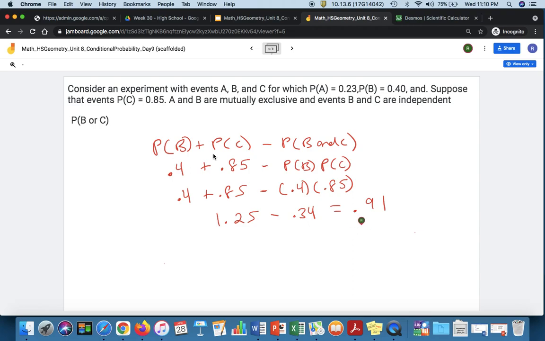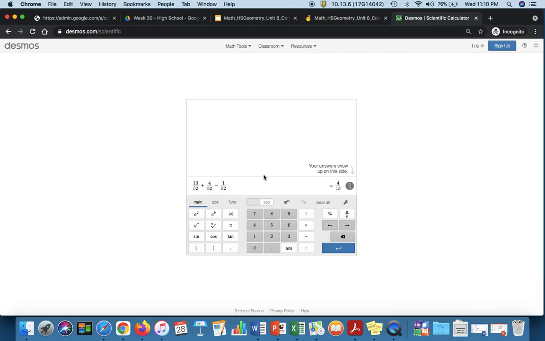And just to finish off, I'd also like to model how I might want to show this using a Desmos calculator as well, right? So if I type in 0.4 plus 0.85, and then I want to subtract the product here of 0.4 times 0.85, I get my same answer here as 0.91 or 91%.